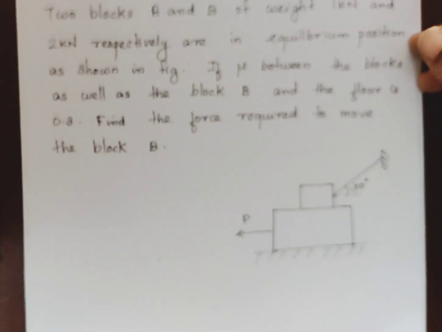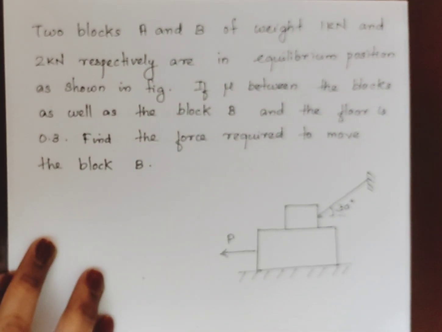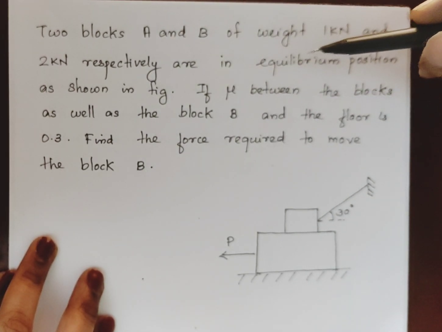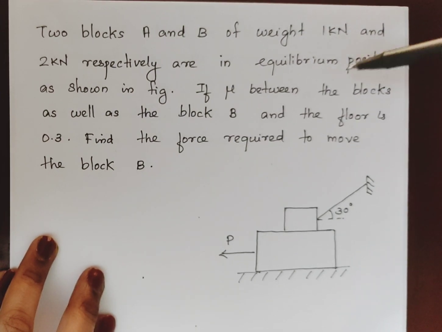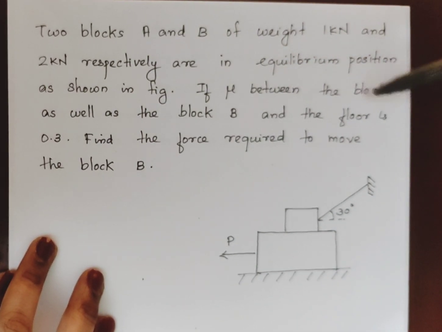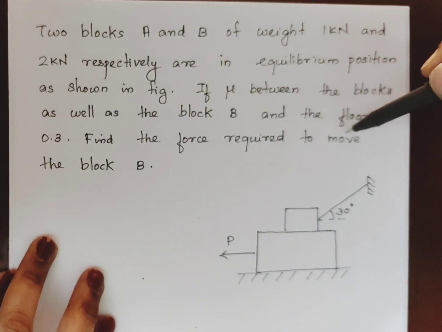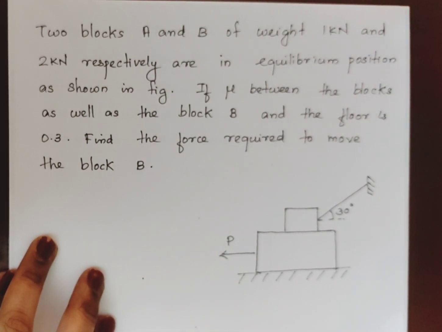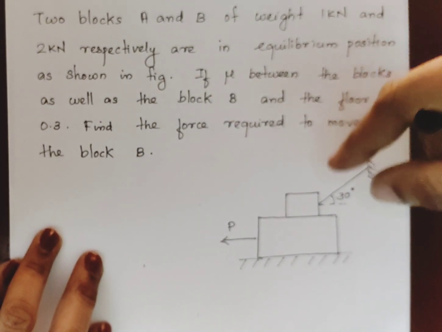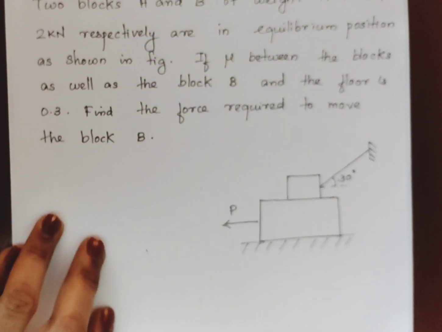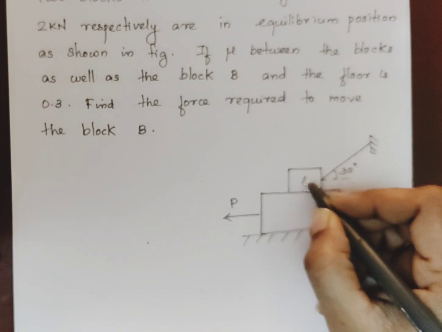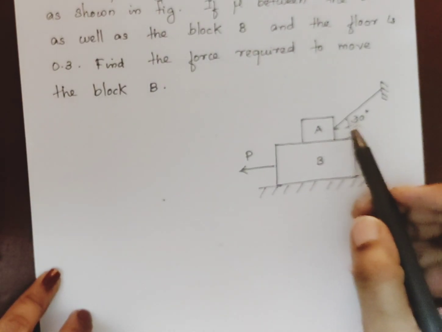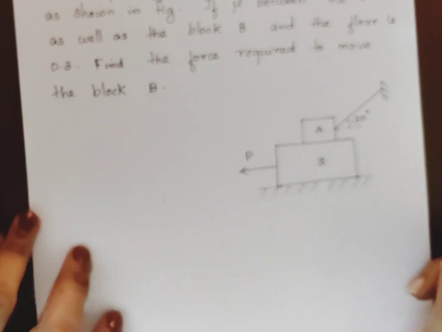So now the third question. Two blocks A and B of weight 1 kilonewton and 2 kilonewton respectively are in equilibrium position. If mu between the blocks as well as the block B and the floor is 0.3, find the force required to move the block B. So here you are given connected bodies. Two blocks are provided. First block you can name as A, second block as B. So here you have to draw the free body diagram of both the blocks separately.